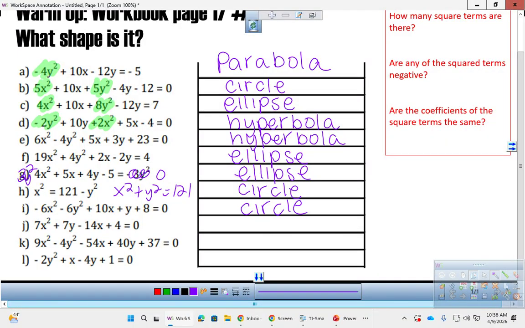Letter J is a parabola. There's only 1 squared term. Letter K is a hyperbola because you have one that's positive and one that's negative.